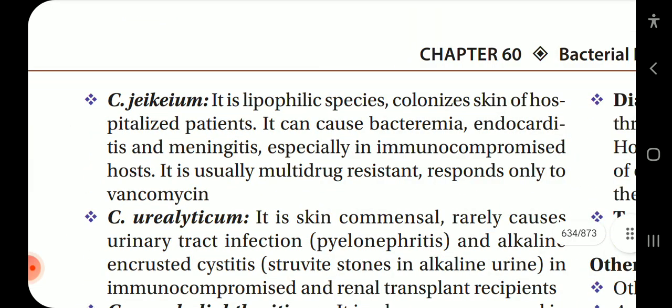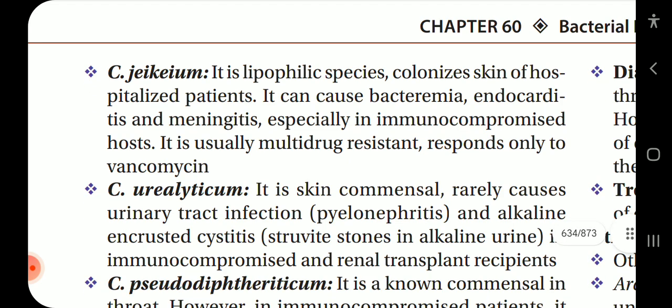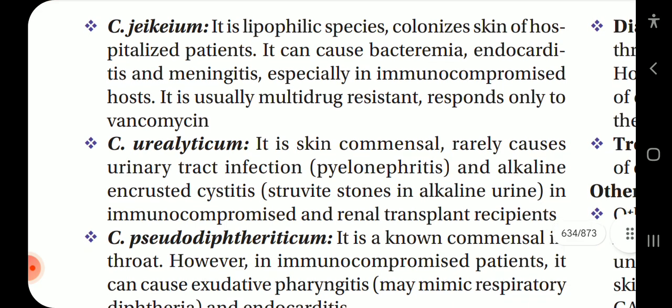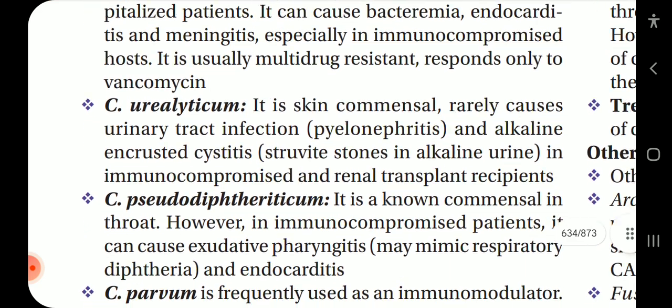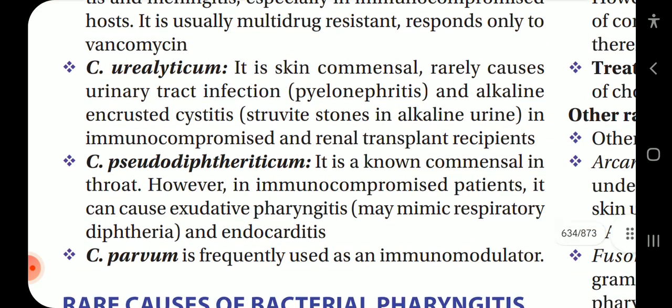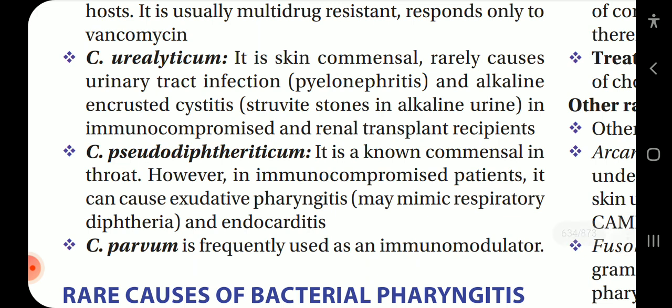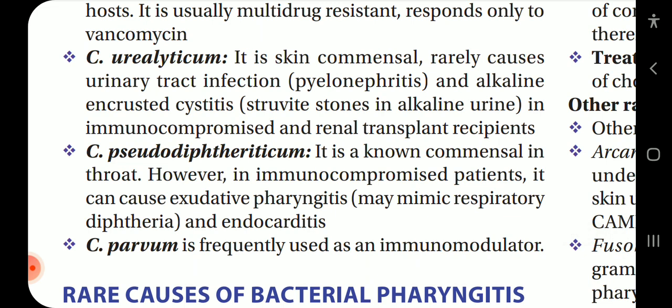Corynebacterium jeikeium is a lipophilic species. It colonizes the skin of hospitalized patients and can cause bacteremia, endocarditis, and meningitis, especially in immunocompromised hosts. It is usually multidrug resistant and responds only to vancomycin. Corynebacterium urealyticum is a skin commensal that rarely causes urinary tract infection, pyelonephritis, and alkaline-encrusted cystitis, with struvite stones in alkaline urine in immunocompromised patients and renal transplant recipients.